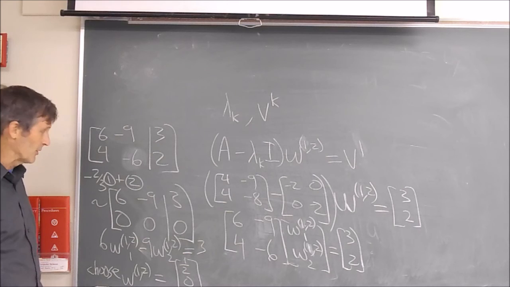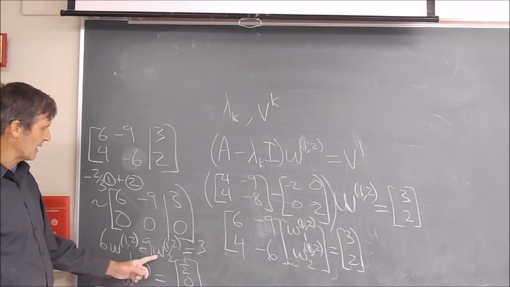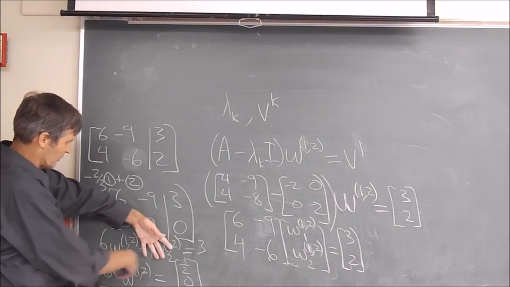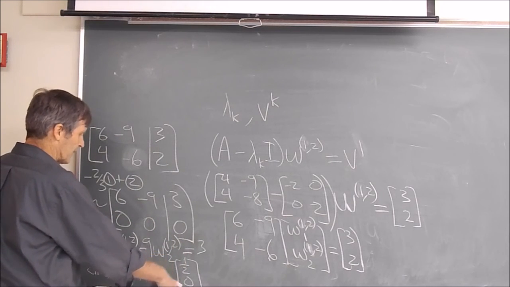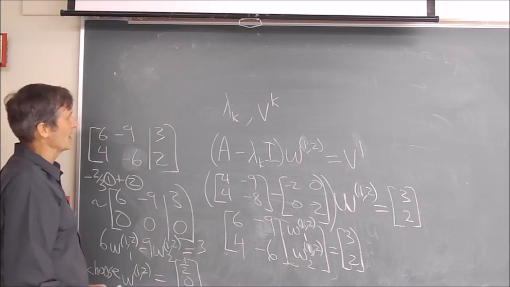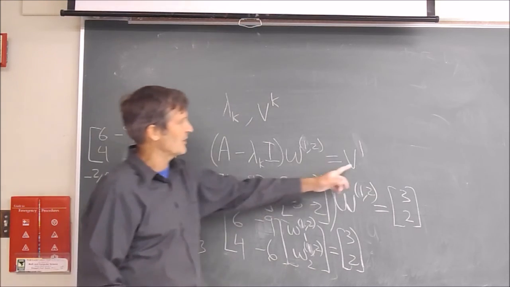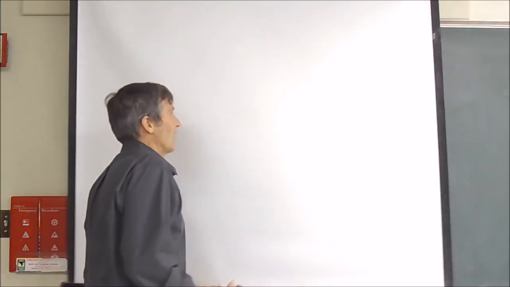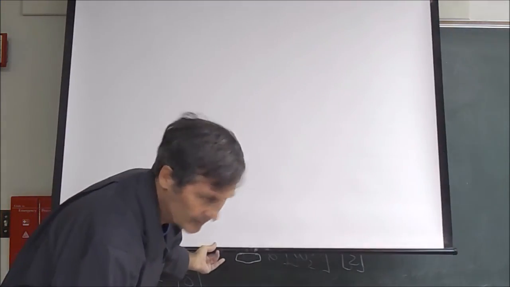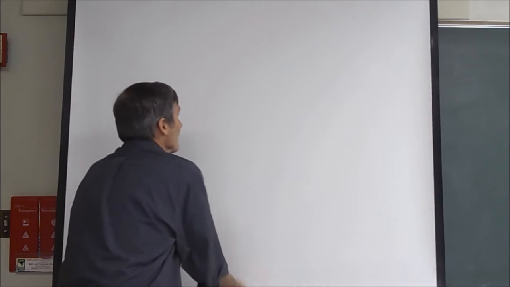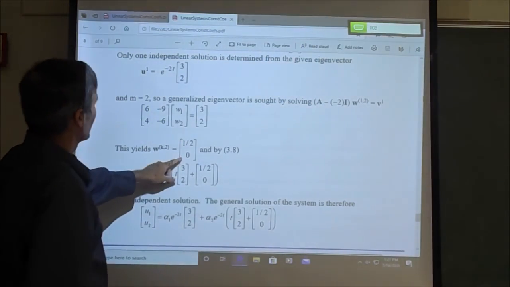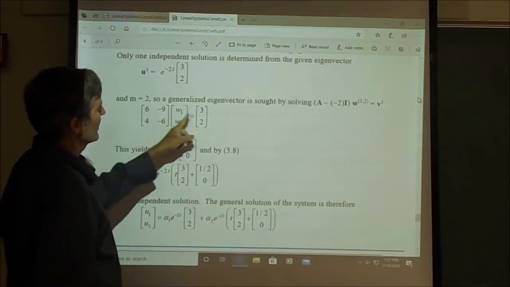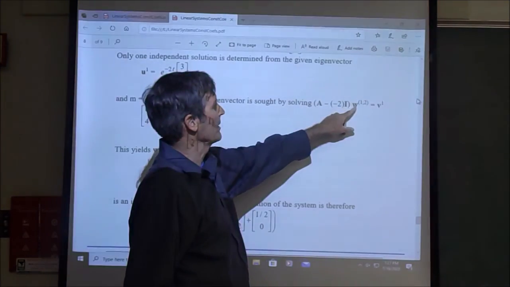The easiest thing, I think, is to pick one of them equal to 0. Suppose I choose the second component equal to 0. Then I have 6 times this one equals 3. This one must be a half. So one solution is to choose the vector 1/2, 0. That is a generalized eigenvector corresponding to this eigenvector. So that's what's done on the handout there. I've picked this generalized eigenvector. It is a vector that satisfies A minus -2I times W equals V.